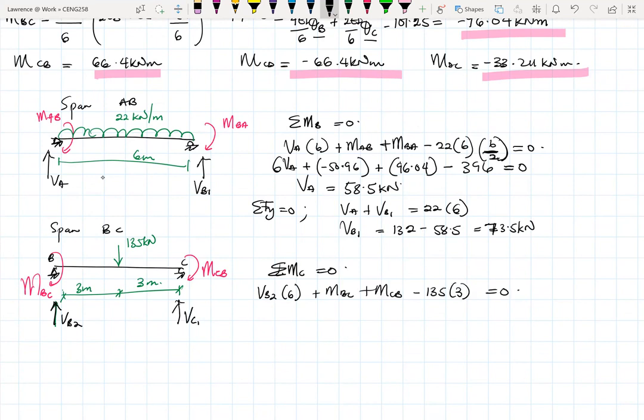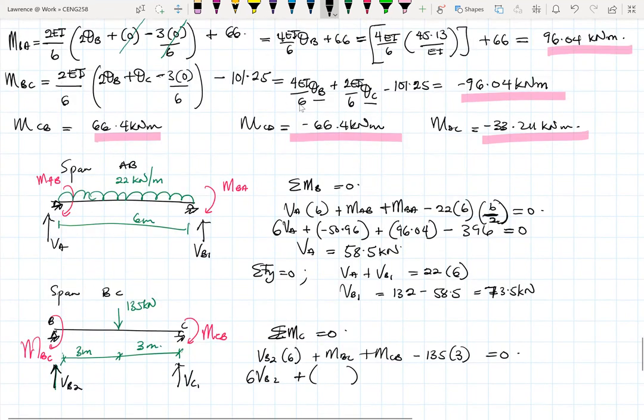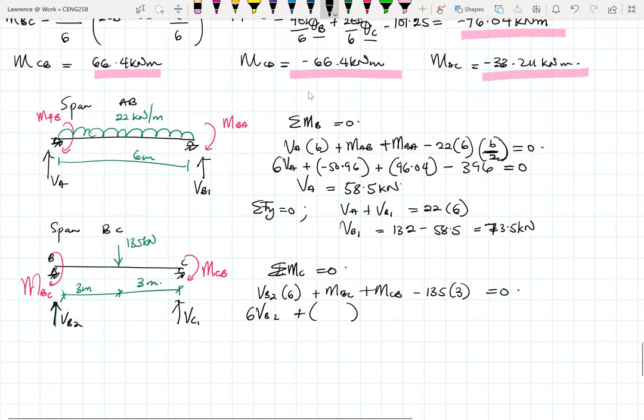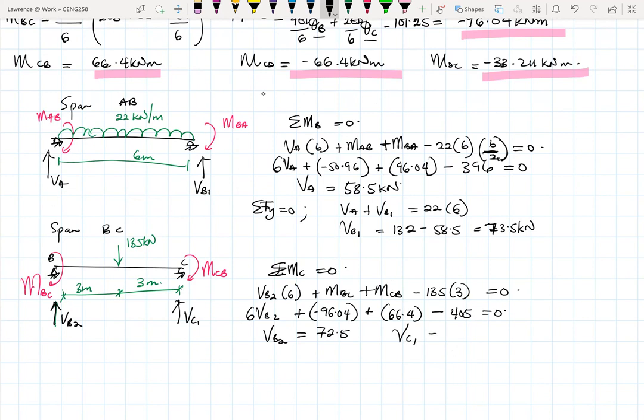So let's see what our MBC is. Our MBC is minus 96, so it becomes minus 96.04. Our MCB is 66, so plus 66.4, then minus 135 times 3 will give us 405 equals 0. So here our VB2 will be equal to, I think, 72.5, and then VC1 will be equal to 62.5. Again, just cross-check these values.